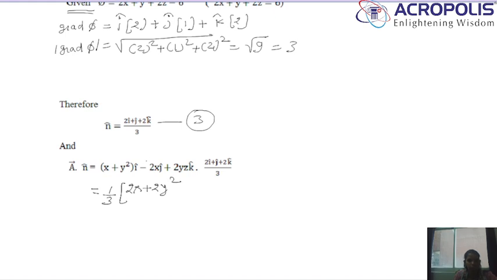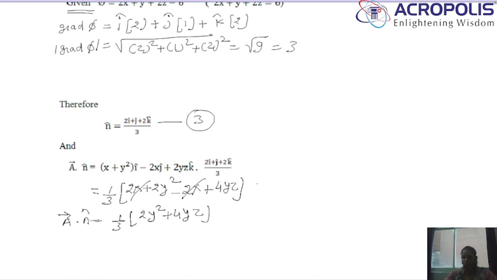And here if we multiply minus 2x by j, 1 by 3, so we have minus 2x, and 2yz multiplied by 2, then we will find 4yz. So here this is cancelled. Then the value of A dot n cap will be equal to 1 by 3 times 2y square plus 4yz. This is our A dot n cap. Here first we calculate the unit normal vector. After that we calculate A dot n cap.